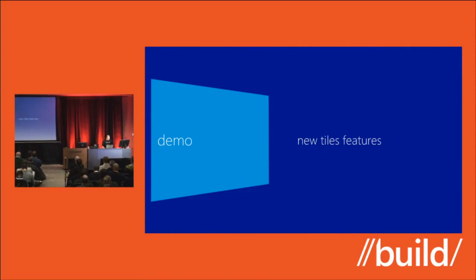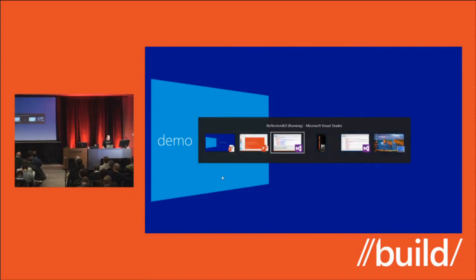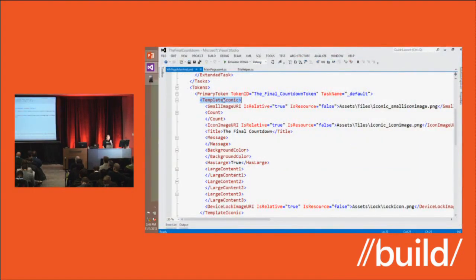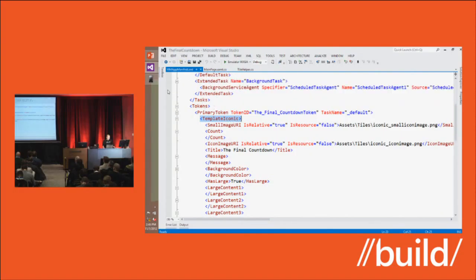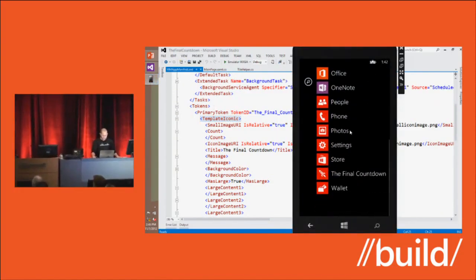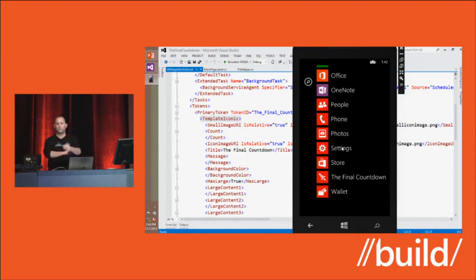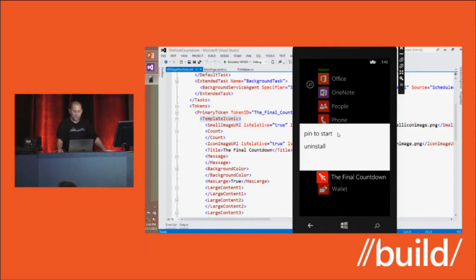Let me switch over to Visual Studio. Okay. So let's start with just showing you where the app is installed. I don't have anything on my start screen right now, so all you're seeing is the apps list. And this is the app itself right here. It's called the Final Countdown. I'm just going to go ahead and pin it to start. This is my primary tile. I'm pinning it to start.